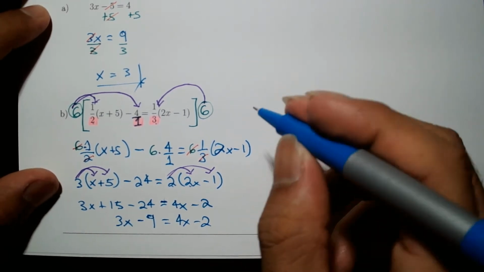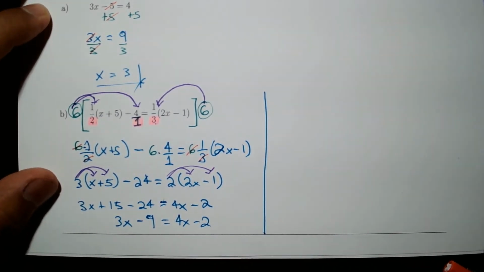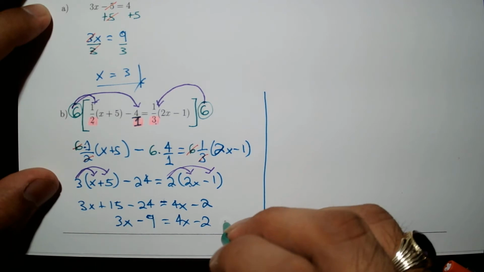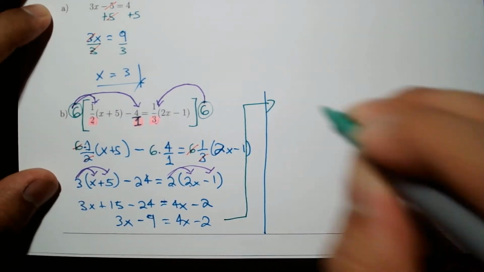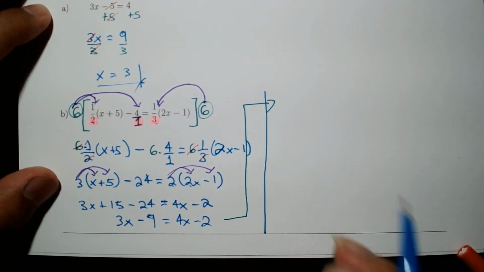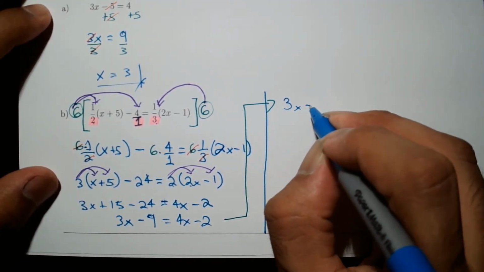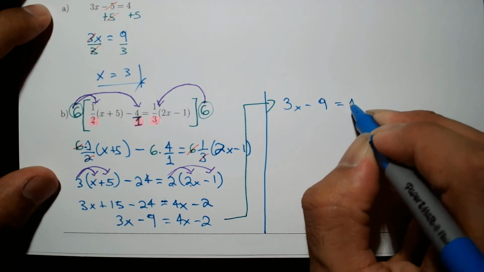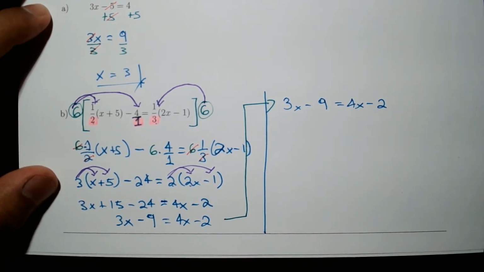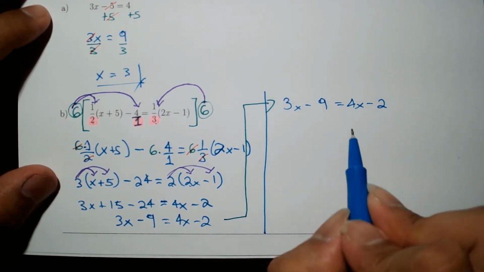Okay, actually I'm going to rewrite this part here. So let me indicate this with an arrow. I'm going here. So this is going to be 3x minus 9 equals 4x minus 2. So now our main goal is to have x's on one side only and constants on the other side. So this is what I'm going to do.